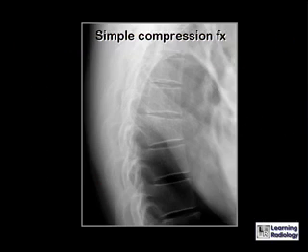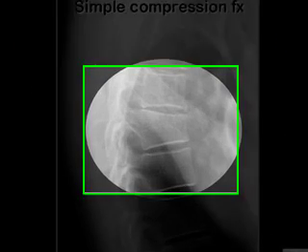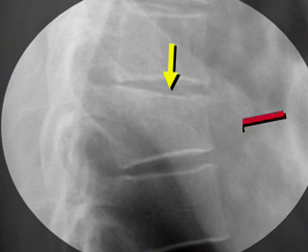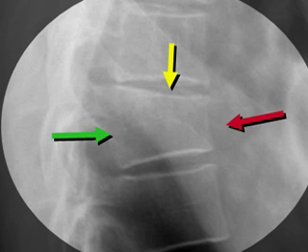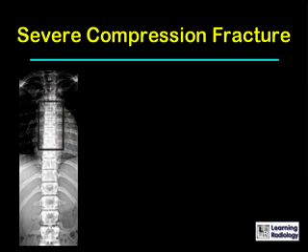This is an example of a simple compression fracture of the thoracic spine. You can see that the anterior aspect of the vertebral body is decreased in height relative to the posterior aspect. There's no evidence of retropulsion of any of the vertebral body fragments posteriorly into the spinal canal.